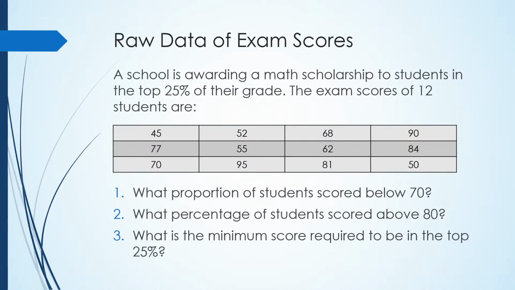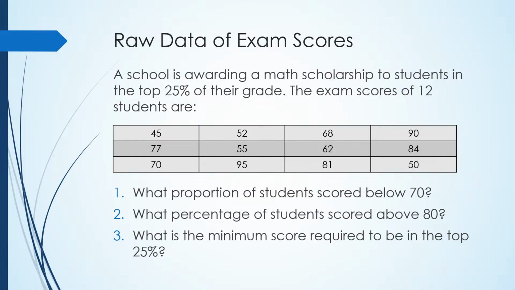The first thing we're going to start off by doing is looking at an example. The example is one that students tend to come across, which is dealing with raw data of exam scores. A school is awarding math scholarships to students, and they want the students with the top 25% of the grades to be able to get in for these scholarships. So the questions are listed as follows. What portion of students score below 70, right?